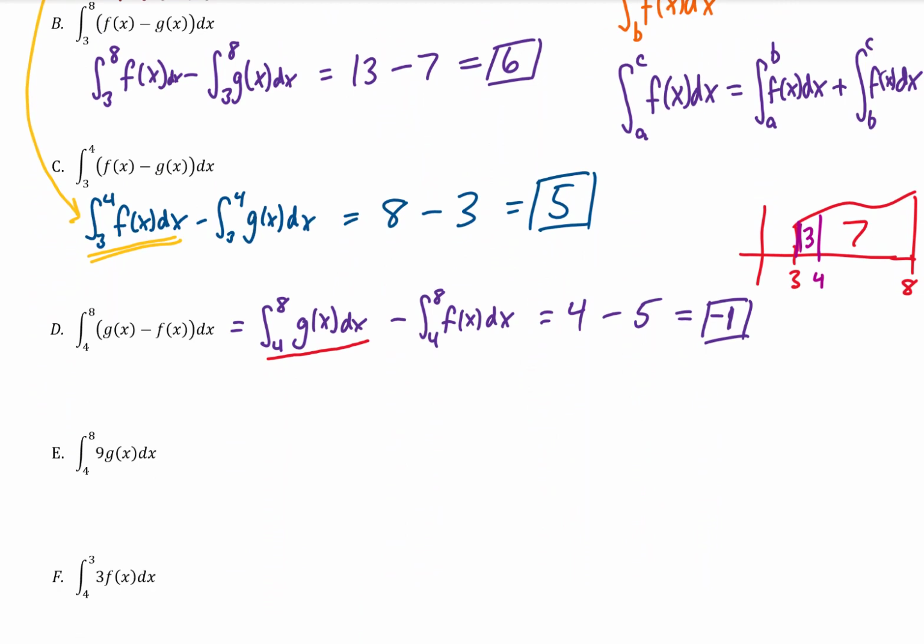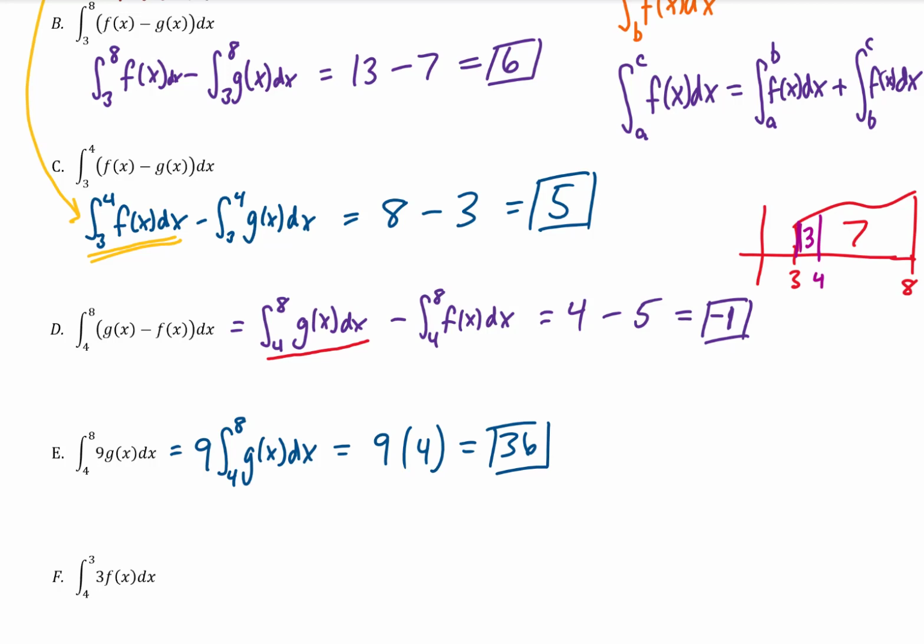For part E, we want the integral from x equals 4 to x equals 8 of 9 times g of x. Well, recall that we can bring that 9 outside of the integral. And then I believe it was just the previous part of this problem where we determined that the integral of g of x from 4 to 8 has a value of 4. So what we can do is take that 9 that was outside the integral, multiply it by the 4 that we got in the previous part of the problem, and we get an answer of 36.